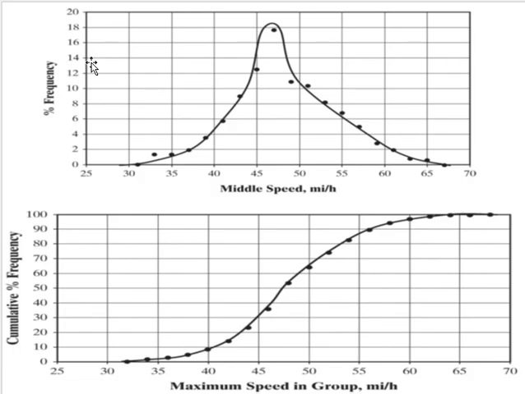Using this data, we can plot these two graphs. First one, the percentage frequency distribution. Second one, the cumulative percentage frequency distribution. For the first one, middle speed is on the x-axis and percentage frequency on the y-axis. You plot the points and then try to make a best fit line that is as close to the points as possible. For the second one, maximum speed is on the x-axis and cumulative percentage frequency on the y-axis. Again, plot the points and then try to make a best fit line.